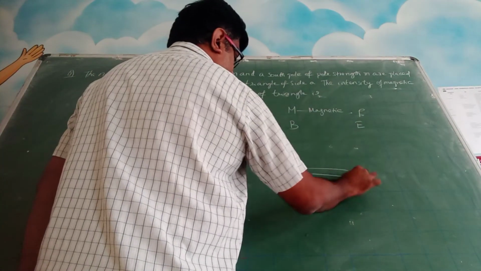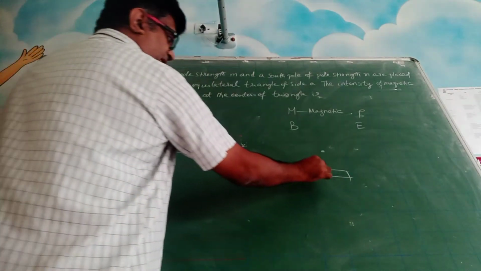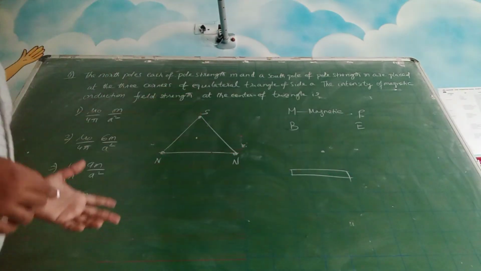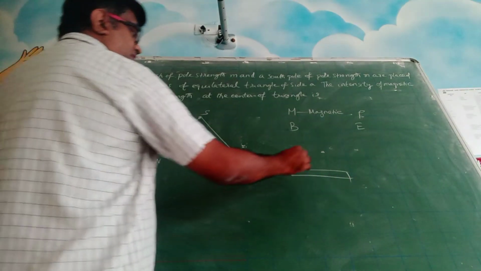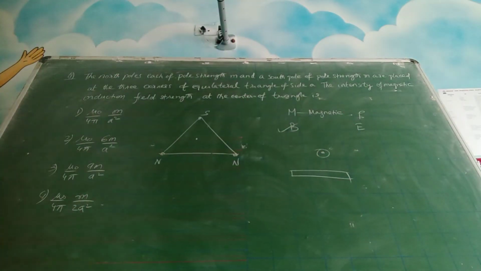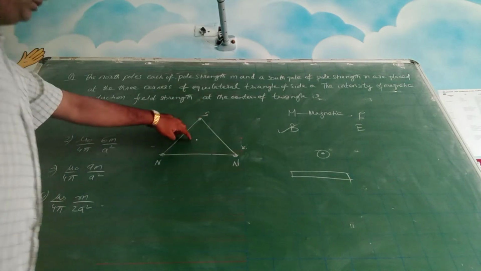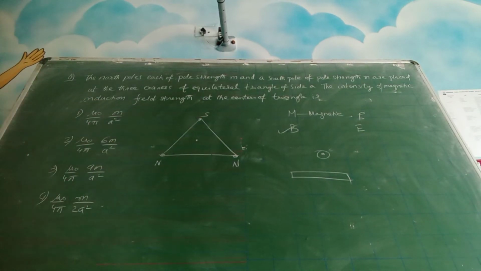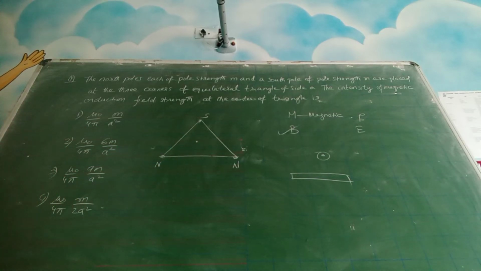Suppose you have a magnet, and you take a point somewhere near the magnet. This magnet will have some influence around, so it will create its own magnetic field. So that magnetic field, what is the value? This will tell you. So here you have kept 3 poles and you are trying to find out the magnetic field strength value at this center.